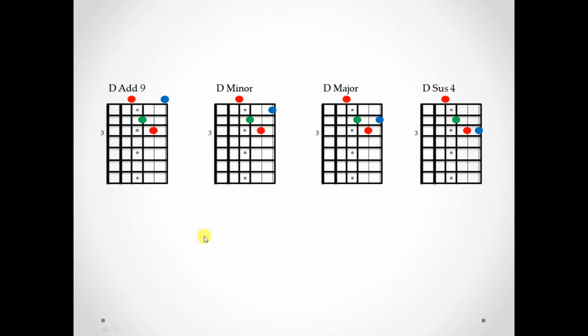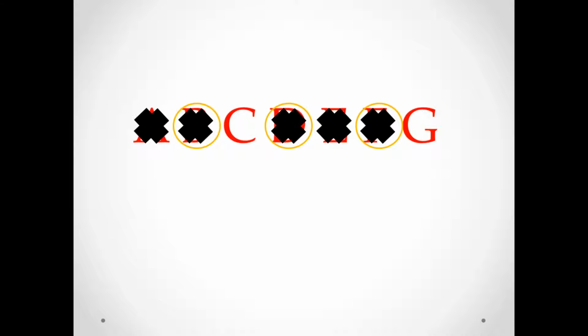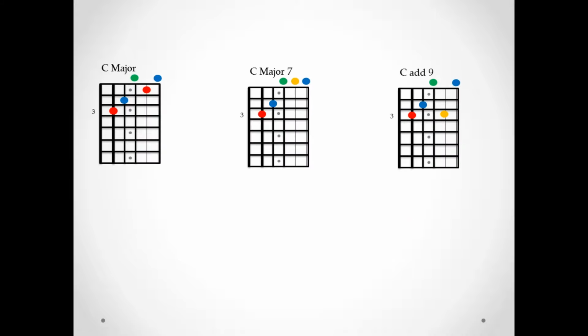All we have left now is the open C and G chords. And these are typically the first chords that you learn as a beginner, because they're very easy to play. So let's take a look. Here are your typical open C chords: C major 7, and your C add 9 chords. And here is an example of all 3 of these chords played on the guitar.